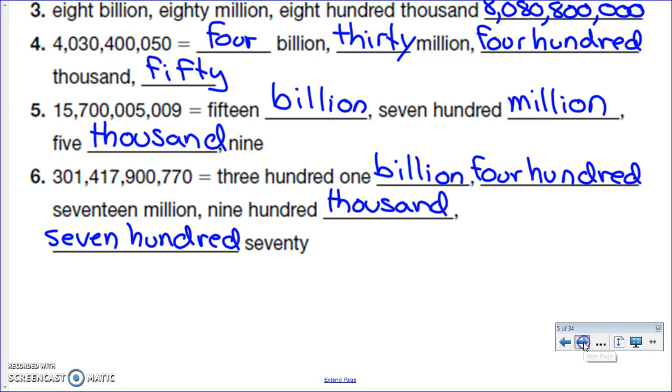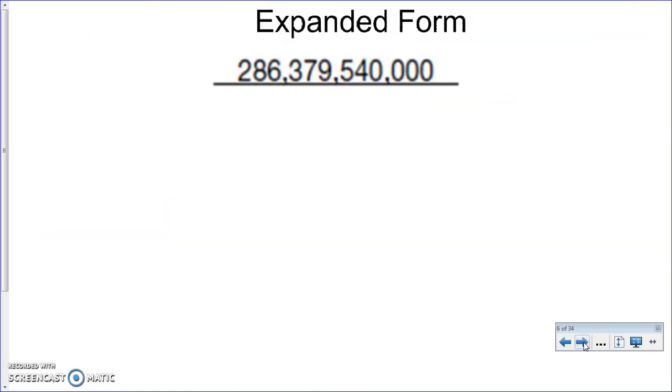The one other form we have to look at is called expanded form. This is when you take a number and you break it out into all its individual pieces. So we're going to start with the billions category, and we're going to separate it out: 200 billion, 80 billion, and 6 billion. And each number is connected with a plus sign in between it and the next.